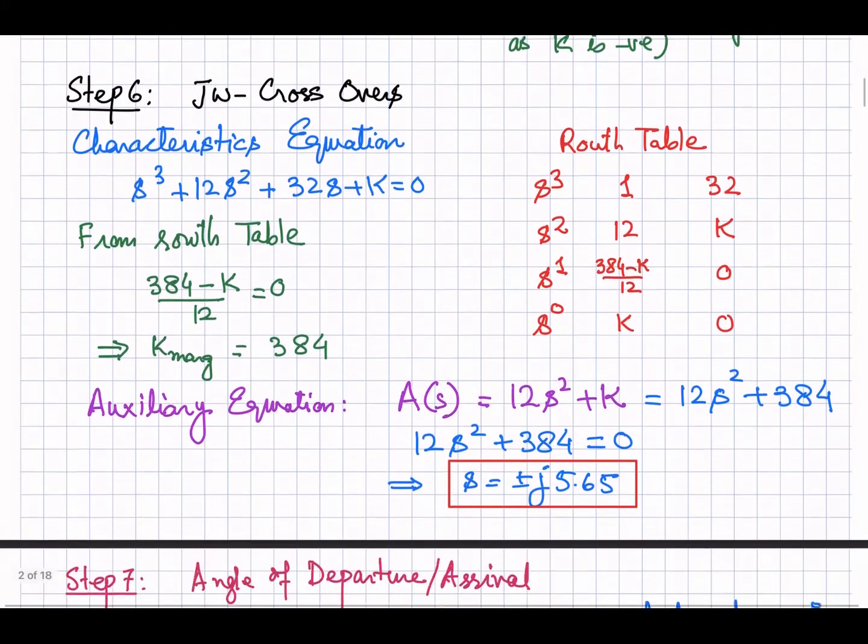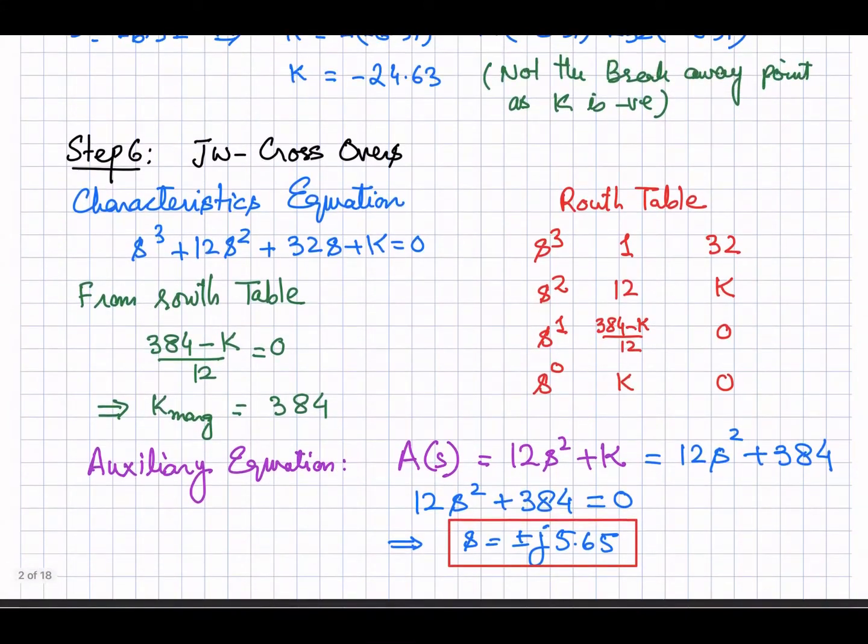Okay, after that we are going to calculate the j omega crossovers. Those are the points where your root locus will intersect the j omega axis. So again, using the characteristic equation that we determined in the last step, we can determine the Routh table. This entry is 1, this is 32, so 1 and 32, and this is 12 and K, so that is the second row of the Routh table. Now simplifying it, 12 into 32 minus K divided by 12, so you will get this entry. The entries over here are 0, and then this entry will be obtained, this multiplied with this minus this divided by this one, so you will get K.